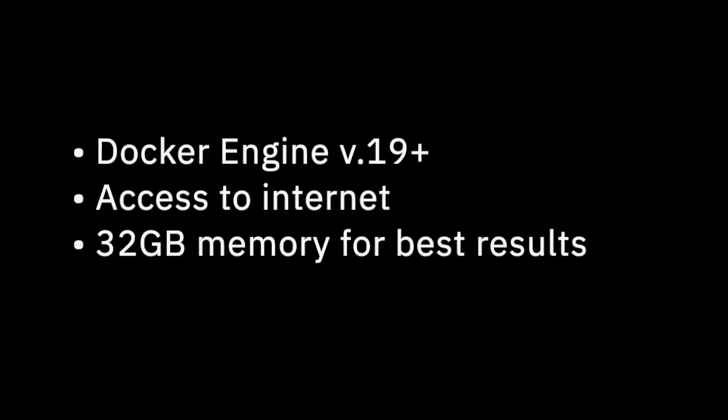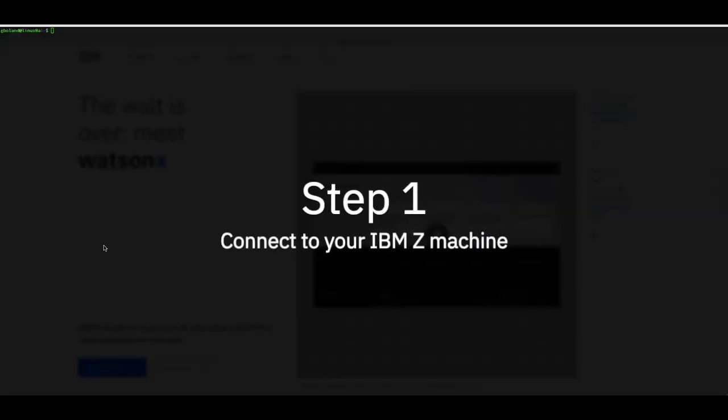So let's get started. Step 1. Open a terminal and connect it to your IBM Z machine. Step 2. Pull the latest Docker image. Once you are connected, you can pull the latest image to your local Docker repo using the docker pull command.